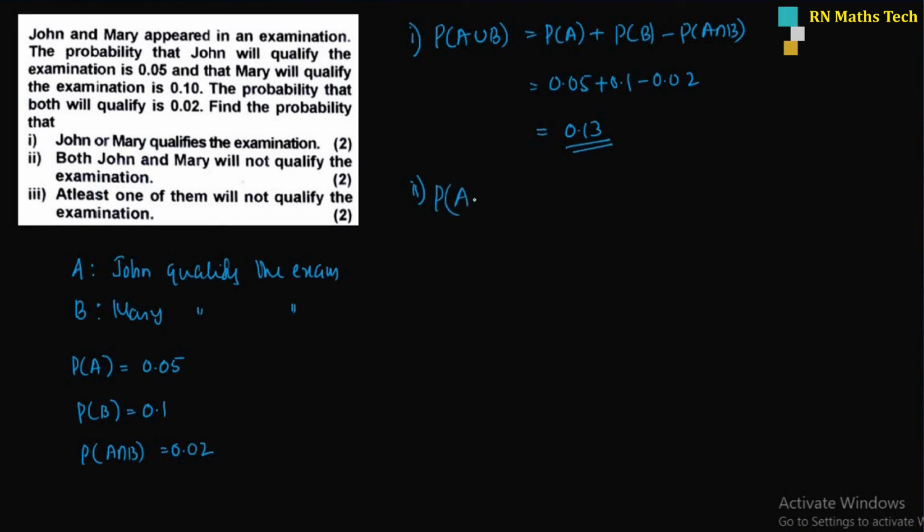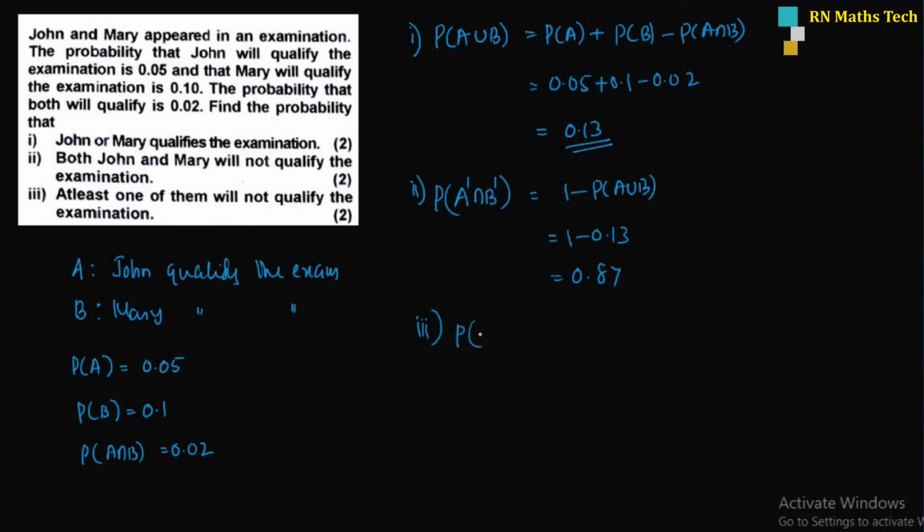P of A dash intersection B dash, neither of them qualifying, is 1 minus P of A union B. 1 minus 0.13, that is 0.87. Now third one, at least one of them will not qualify the examination.